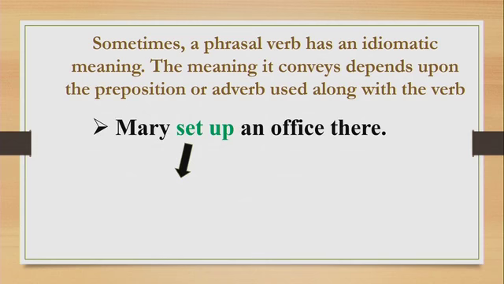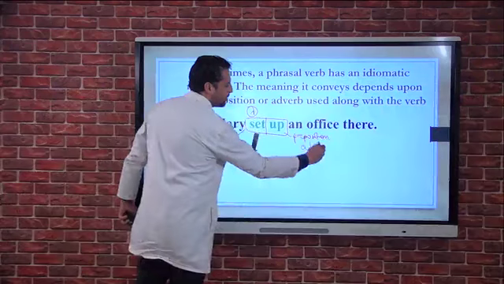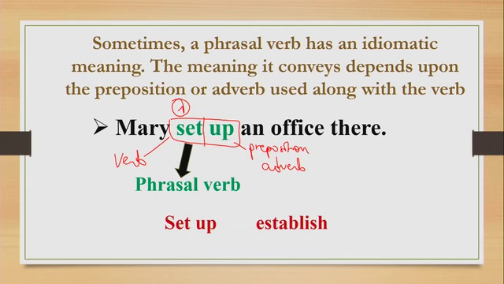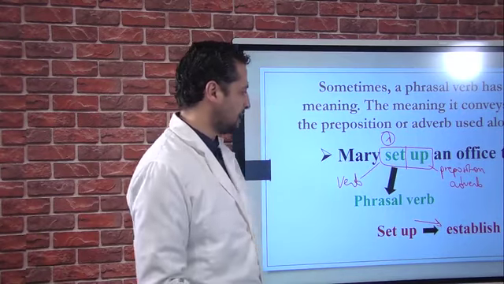As you can see here, the word is composed of two entities. We have number one, which is a verb, and number two, which can be a preposition and can be an adverb as well. What we have to bear in mind is that this combination of verb and preposition or adverb gives us the phrasal verb, and of course set up gives us the meaning of to establish something, to create something, or to build something, right?